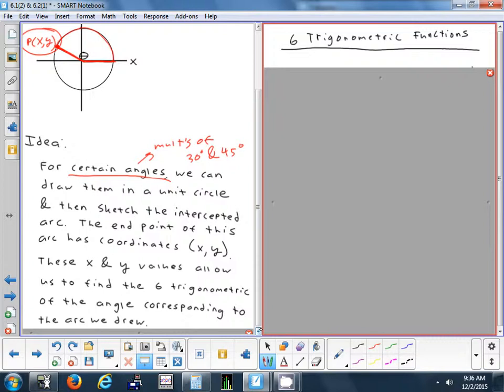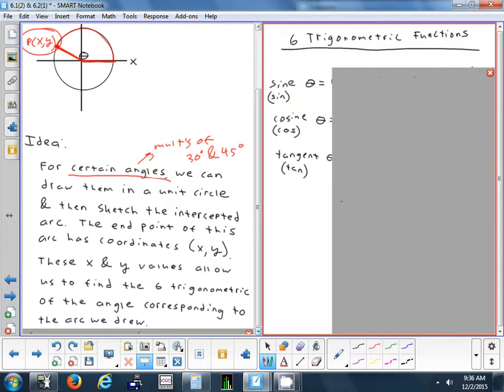Does anybody know some of the trig functions, like what their names are? Sine. Tangent. Cosine. Those are the 3 basic ones. Sine, cosine, tangent. Sine is abbreviated SIN, cosine COS, tangent TAN. We're going to use these functions in every chapter of trigonometry. These are fundamental to everything we do in trig.